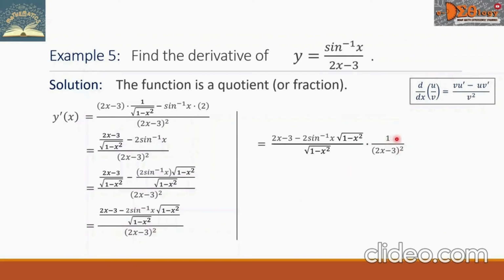So we have this 1 over the square of 2x minus 3. Then simply we multiply the two fractions. So in the denominator, we can simply put together the two functions. So it becomes like this. This is the final answer.